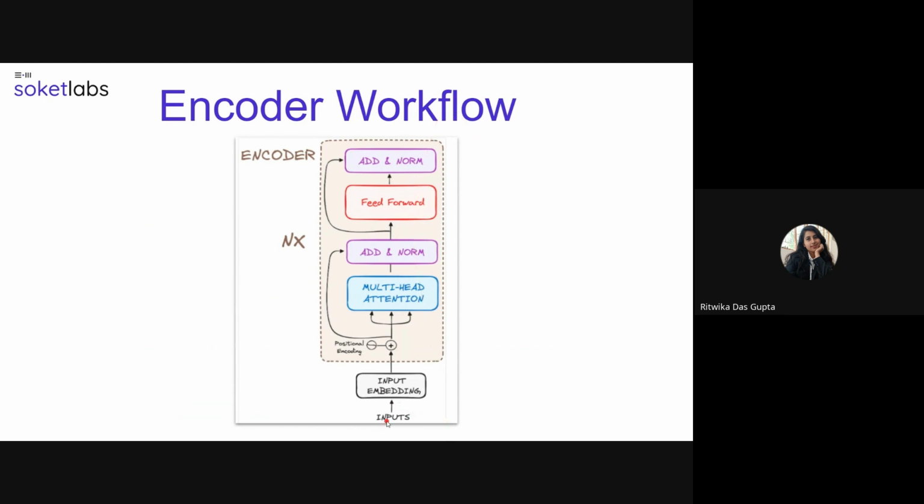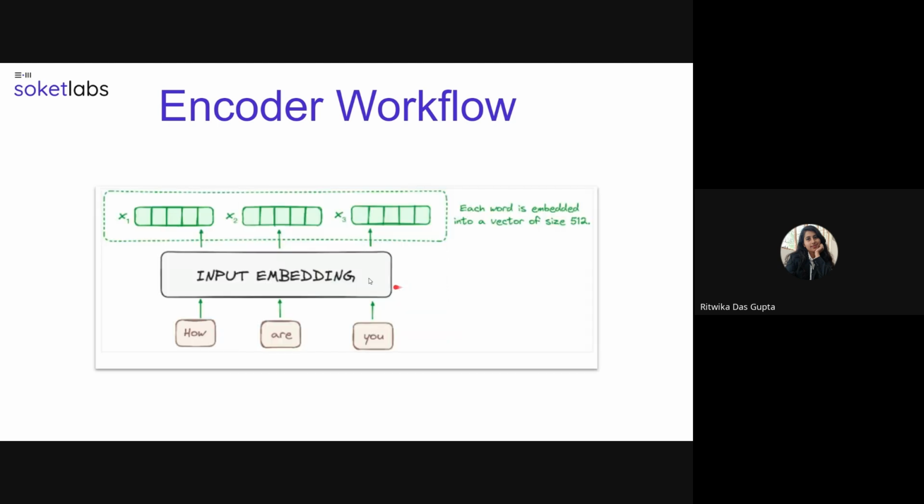So in this, the input first passes in as the input embeddings, and then it goes to the positional encoding, and there is a stack of layers of encoders. So how input embedding works is that, for example, given a sentence, "How are you?", it is first tokenized into each word, and these words are converted into vectors of 512 size.